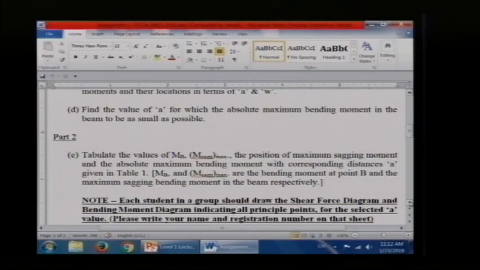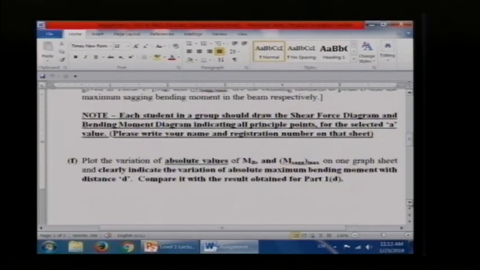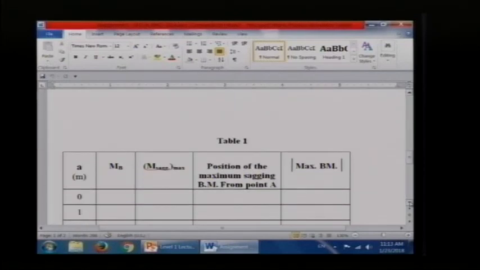Then you have to tabulate, for each value, what the hogging moment at B is, what the sagging moment in the interior of the beam is, and at which position you get this, what the X value is, for different values of A. So, I will leave you to think about that assignment. You have to submit it on that date. Any questions about the assignment? Any questions?